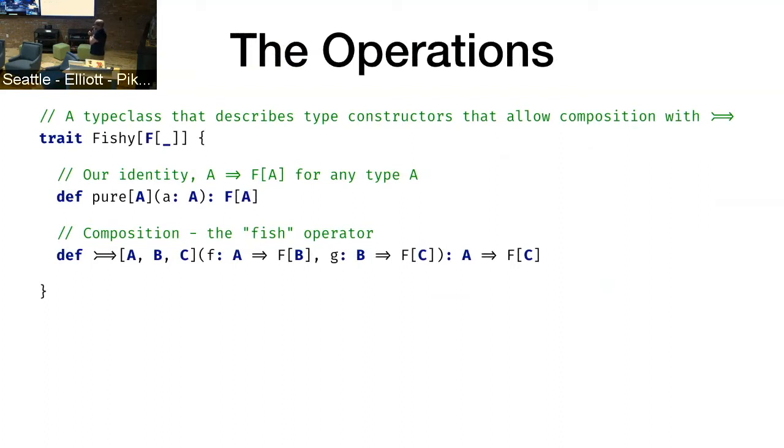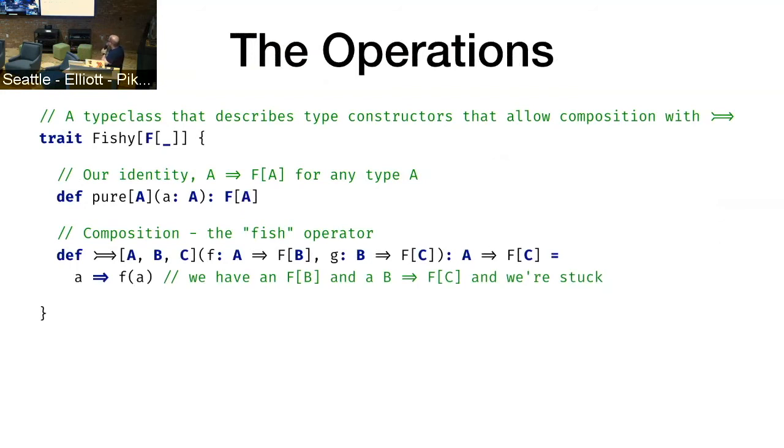We have pure that takes an A to F of A, and we have this fish operator that takes an A to F of B, a B to F of C, and gives us an A to F of C. Okay, so we're just reading the stuff off the diagram and writing it down in Scala. And we can actually start to implement that fish operator.